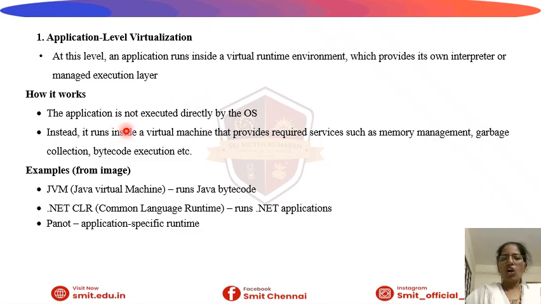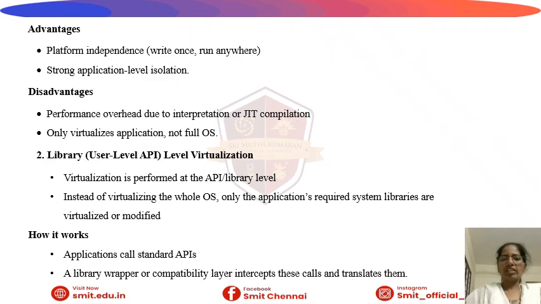The application is not executed directly by the OS like Linux, Ubuntu, or Windows. Instead, it runs inside a virtual machine that provides required services such as memory management, garbage collection, bytecode execution, etc. An example of application level virtualization is the JVM, that means Java Virtual Machine, and the .NET CLR.